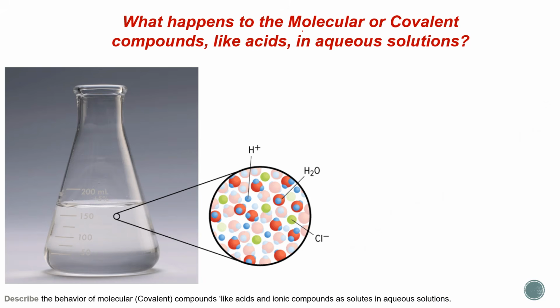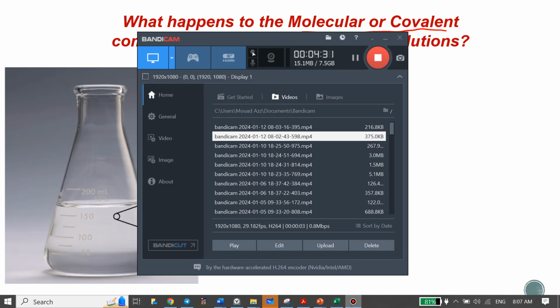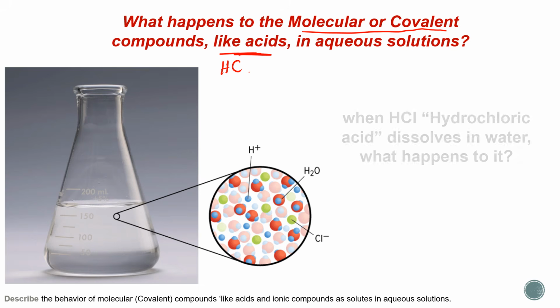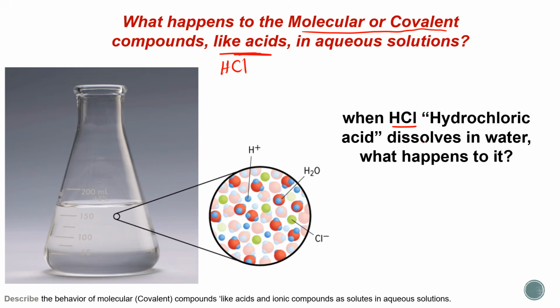Now, what will happen if we put molecular or covalent compounds, مش ionic compounds? Many covalent compounds, like acids, اللي احنا تكلمنا عليها الفصل الدراسي الأول. For example, HCl. When HCl, hydrochloric acid, dissolves in water, what happens to it? When we put it in water, AQ means it is in water, it will break down into H plus and Cl minus. And this was the definition of an acid. الأسيد دائما يكون لي H plus when I put it in water. Okay.